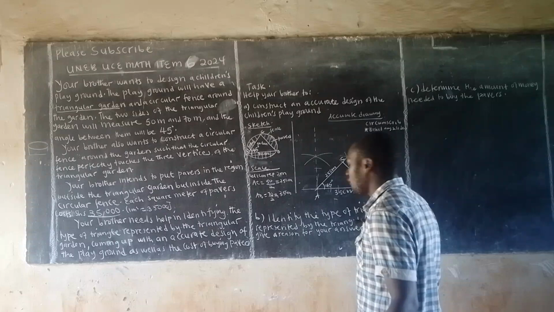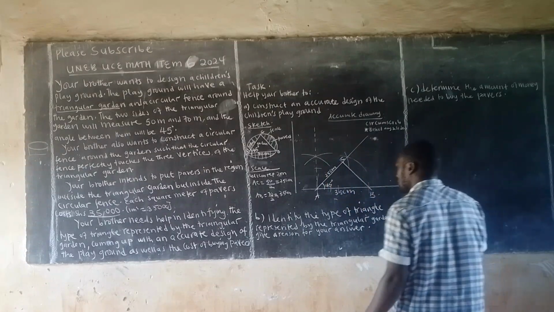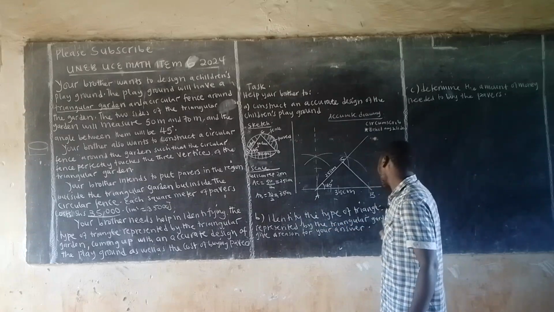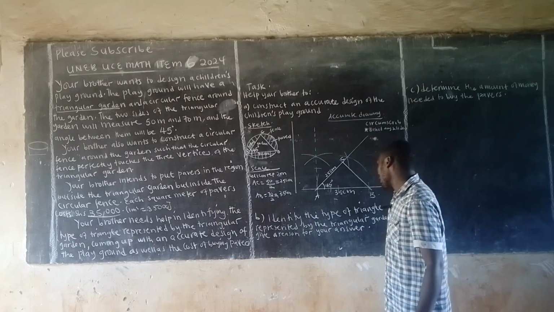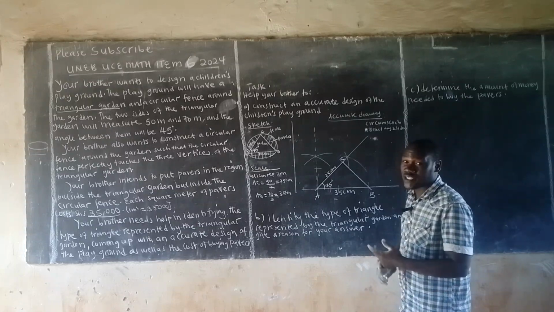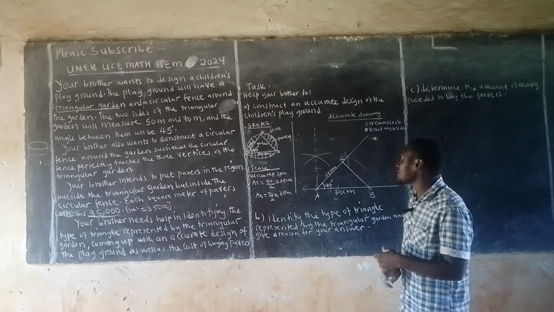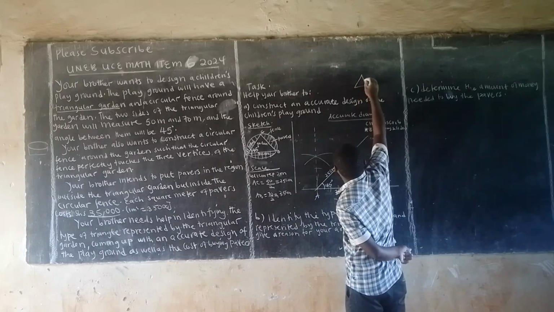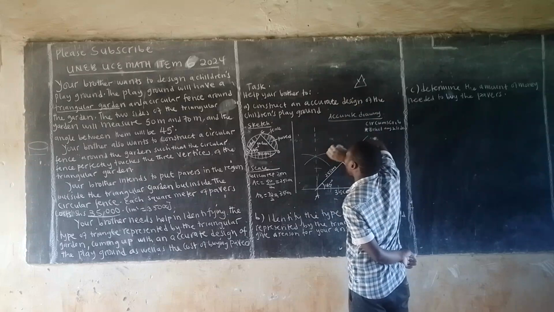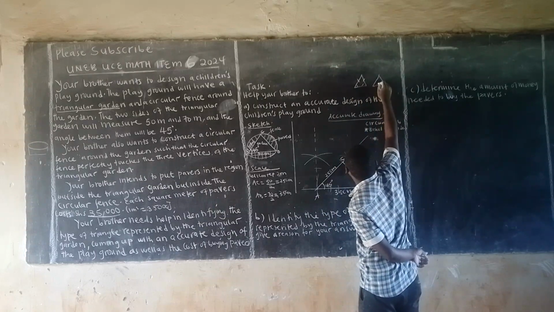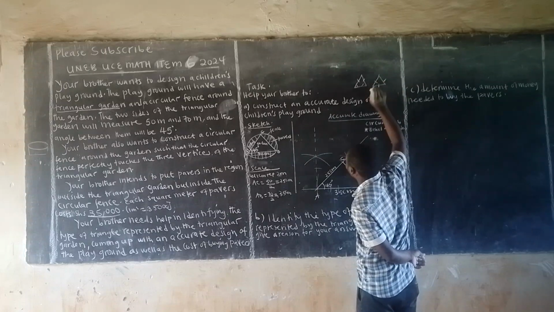All right. Maybe before we move any further, let's answer this question. They're saying, identify the type of triangle represented by the triangular garden and give a reason for your answer. Remember, I have very many types of triangles. We have an isosceles triangle. Isosceles is when two sides are equal, and even the base angles are equal. Then you have what we call equilateral. Equilateral means that all sides are equal and even the angles are equal.